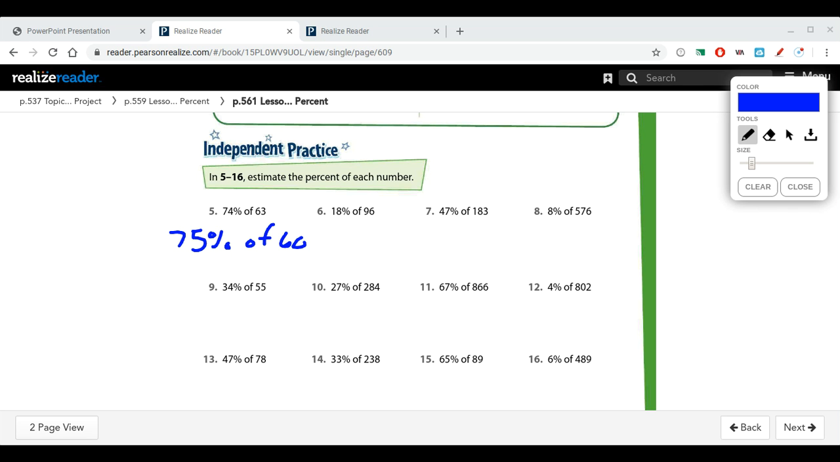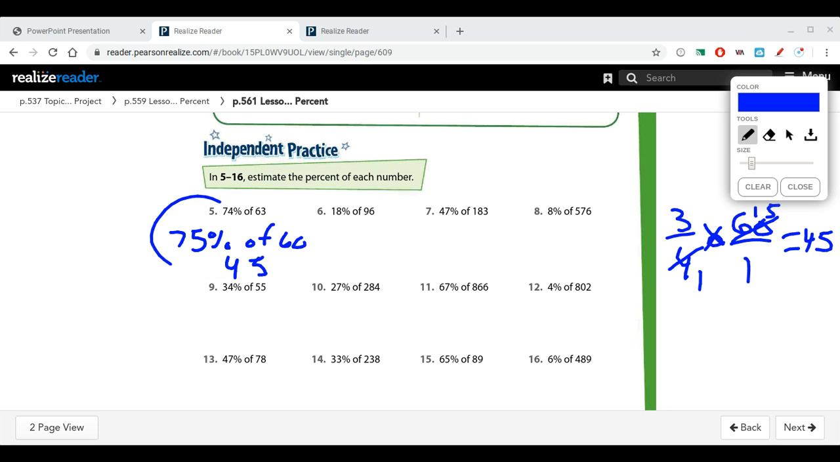When I look at 75% of 60, that's going to be 3/4 of 60, which is 3/4 times 60 over 1. This becomes 15. This becomes 1. So I end up with 45. So my answer should be 45. In terms of work, this is what I want to see: I want to see the estimation that you use, and I want to see the answer that you get.